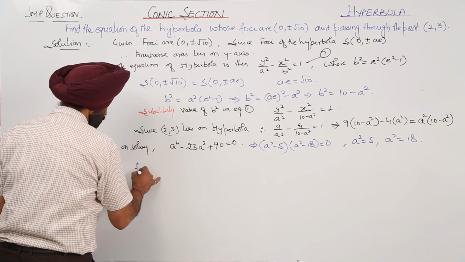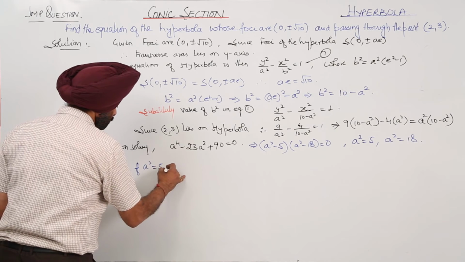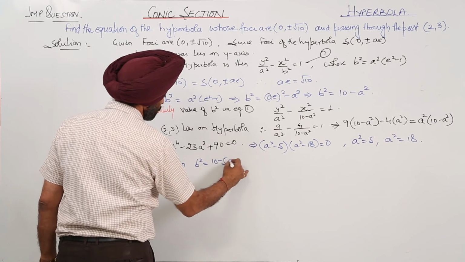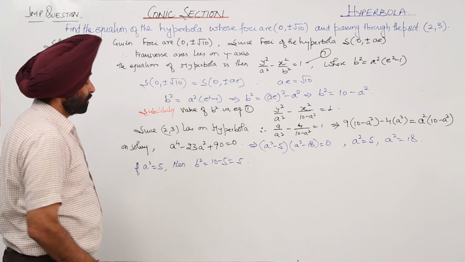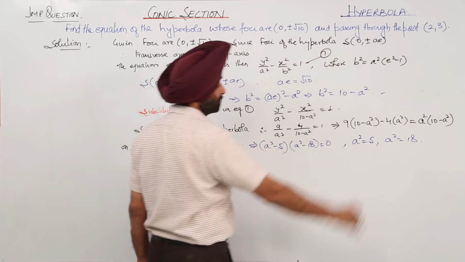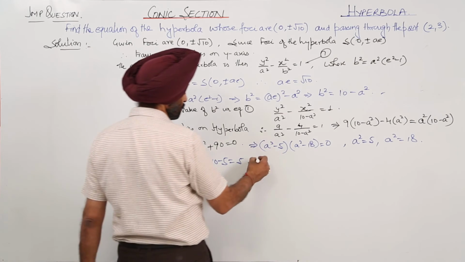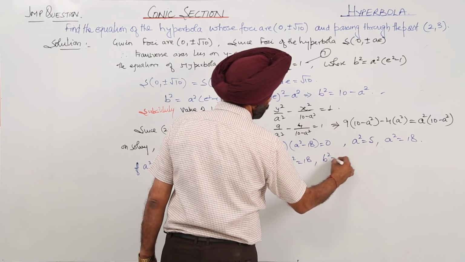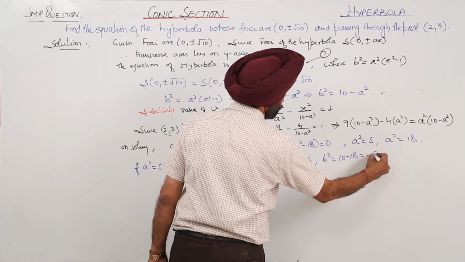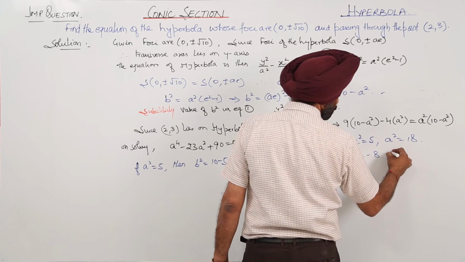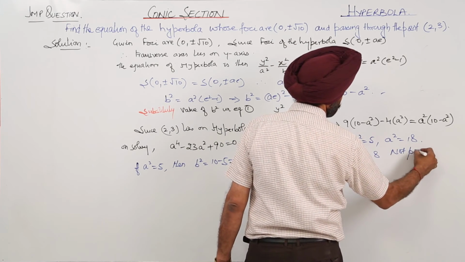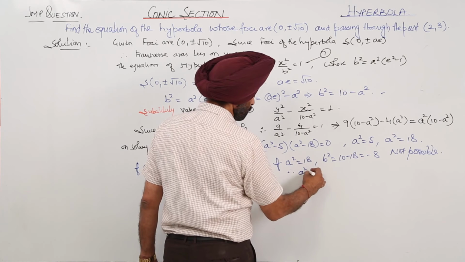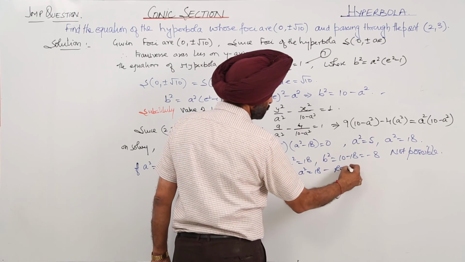Now if a² is equal to 5, then b² is equal to 10 − 5 is equal to 5. Putting value in this equation. Okay, and if a² is equal to 18, then b² is equal to 10 − 18, that is negative of 8, which is not possible. b² cannot be negative. Therefore, a² is equal to 18 is rejected.